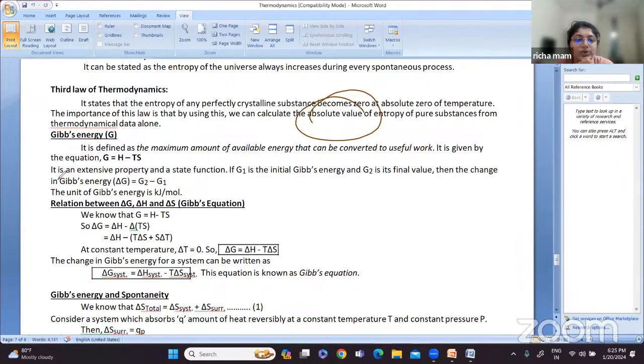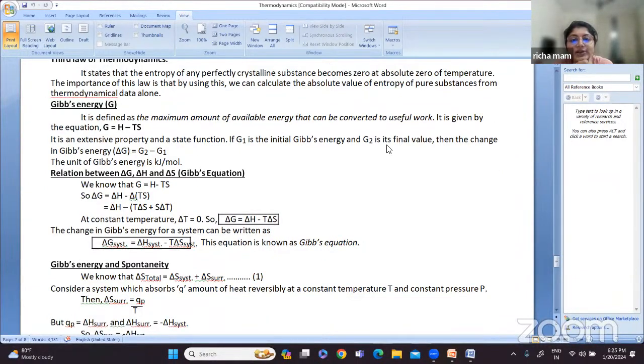Now Gibbs energy. What is Gibbs energy? The maximum amount of available energy that can be converted into useful work. It is given as G is equal to H minus TS. Remember this. This is the Gibbs equation, that is change in Gibbs energy is equal to delta H minus T delta S. So for a system, delta G system is equal to delta H system minus T delta S system. Remember these equations, using them we are going to solve the MCQs.